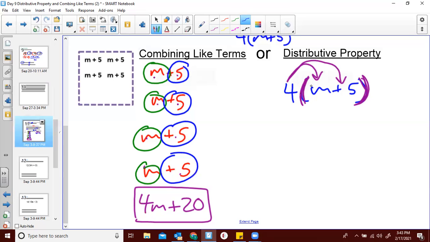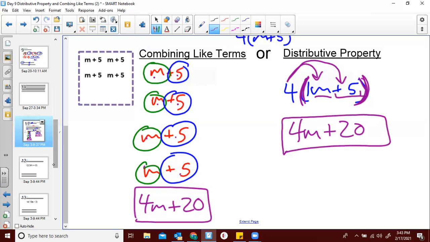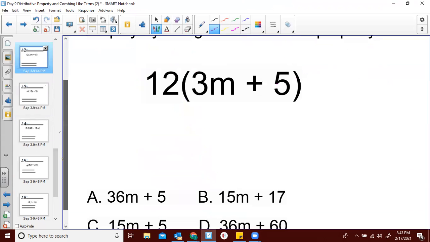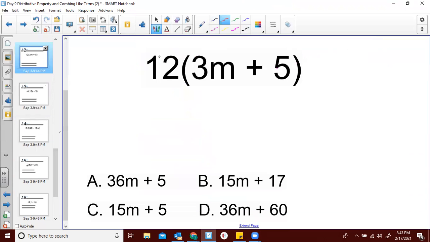We also know that there's a 1 in front of this m. So 4 times 1 is 4. Do not forget about your m. And 4 times a positive 5 is just positive 20. Make sure you grab that sign. That's going to make a difference when we get to doing negatives. All right, so I'll give you guys the answers. If we do 12 times 3m and 12 times 5, because we have to distribute it to both. Remember, we are grabbing that 5 and we are not going to forget about our m.